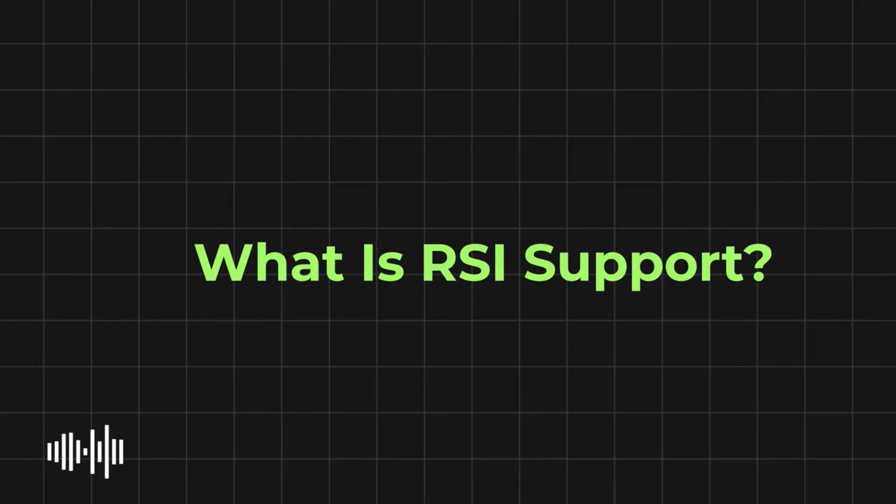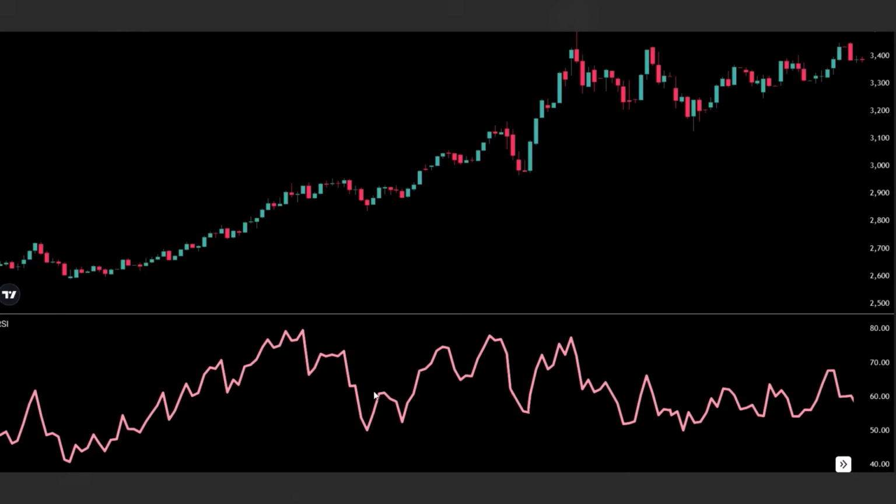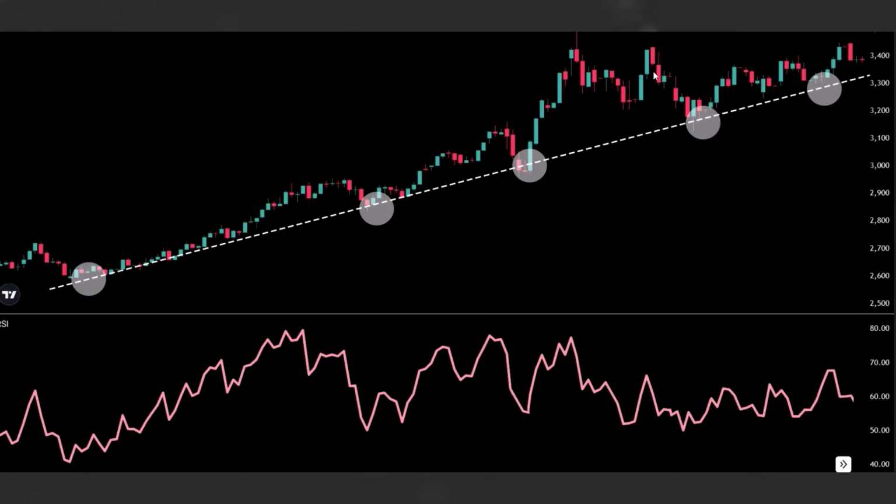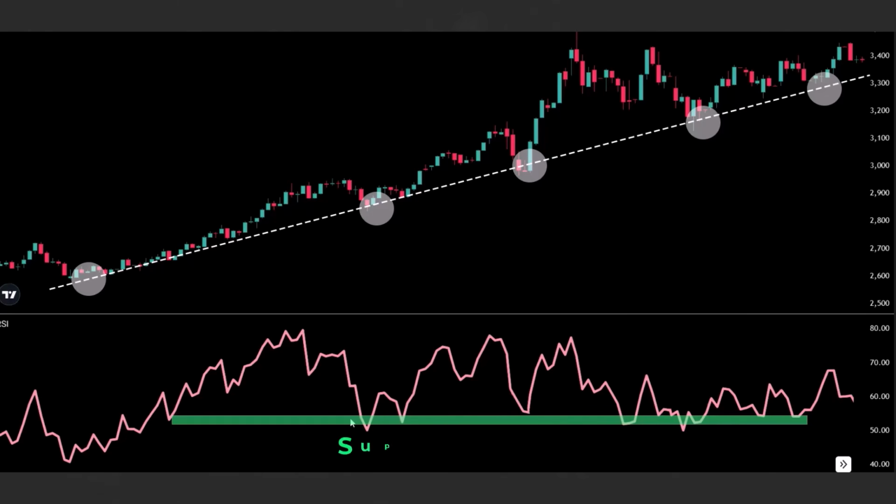What is RSI support? Look at this chart. The market is on an uptrend. Price is making higher highs and higher lows. This means the market is slowly moving up. Now watch the RSI during this move. You will notice something important. Each time the RSI pulls back, it often stops falling around the same level before moving up again. When this happens several times, you can treat the level as support on the RSI.